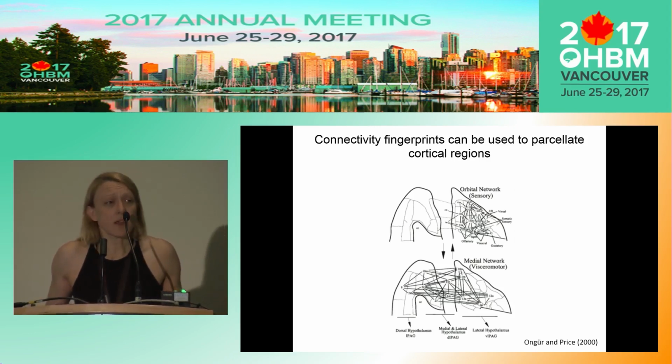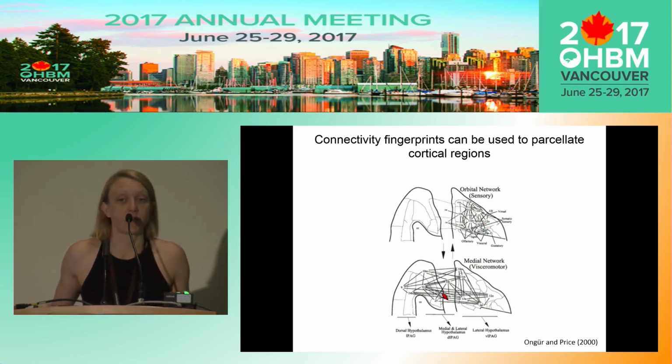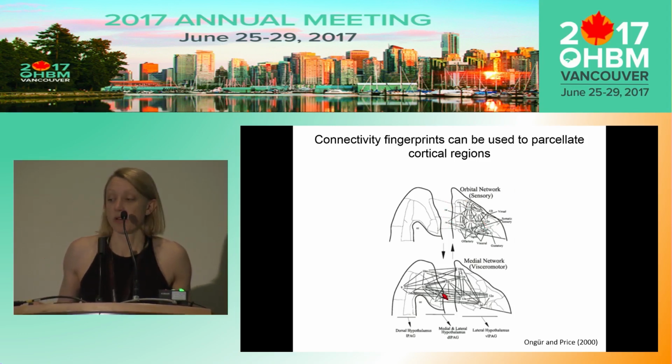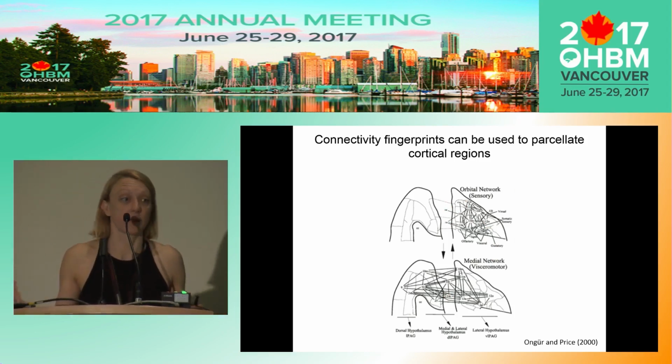And this is a relatively extreme example of this, looking at the difference between the orbital and medial frontal lobe connections, showing that they really have a very, even just by eye, you could tell me that these are two separate networks.